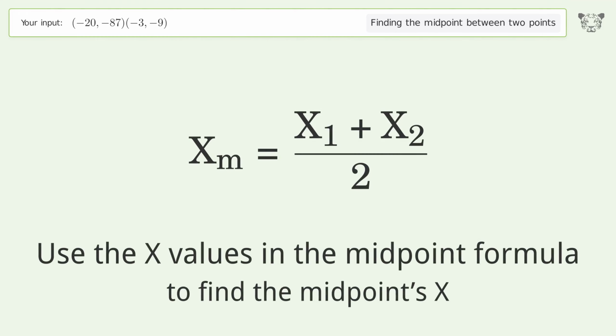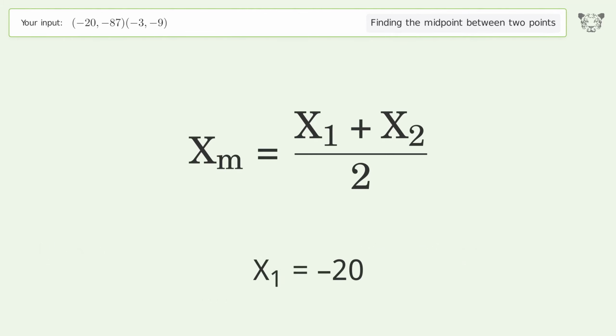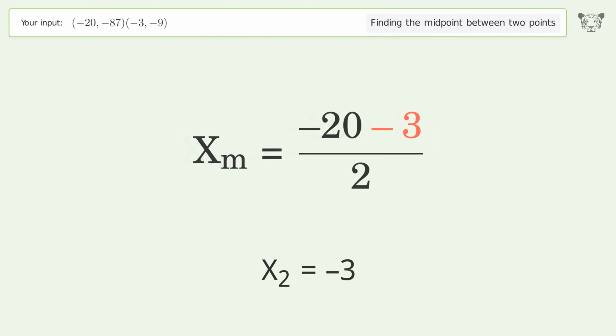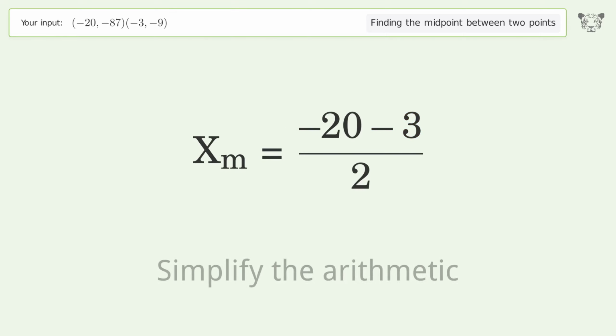Use the x values in the midpoint formula to find the midpoint's x. x1 equals -20. x2 equals -3. Simplify the arithmetic.